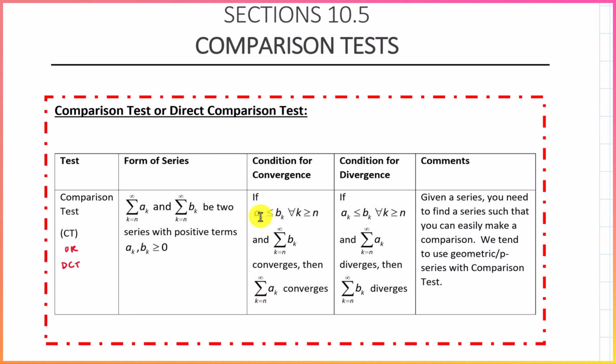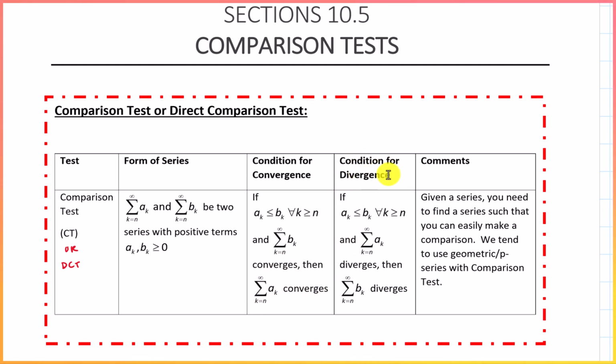Okay, so what are we saying right there? Well, a sub k terms are always smaller than b sub k. So I think of the a sub k series as the smaller series, b sub k as the larger series. If the larger series, which is essentially smashing a sub k underneath it, because a sub k is always smaller, is converging, then it should follow that a sub k must also converge.